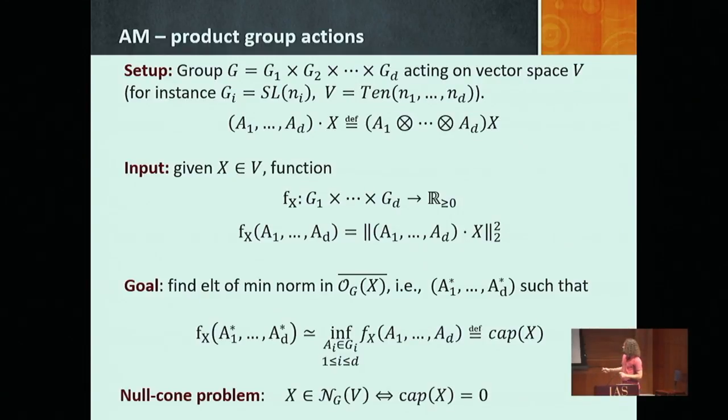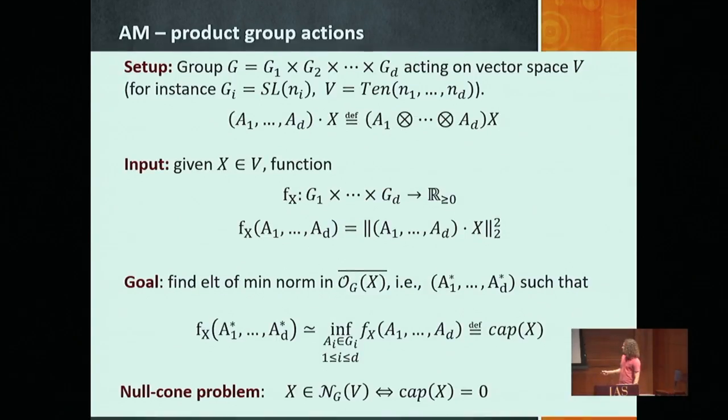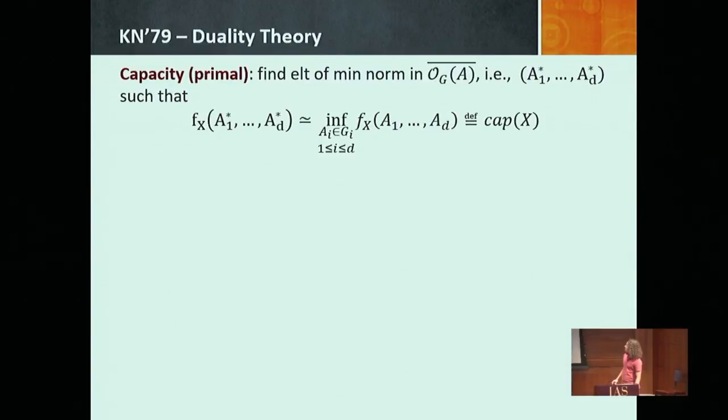Okay? So the null-cone problem is obviously like x is in the null-cone of this group action if and only if this capacity is 0, right? Which means that you can drive the vector all the way down to 0. So this is our primal problem, right? Which is find the element of minimum norm.